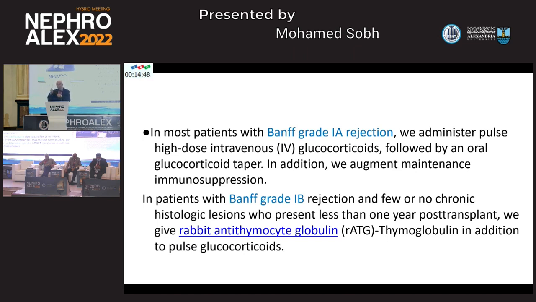In patients with higher grade, we say Banff 1B, and little or no chronic histological change, which affects the outcome of anti-rejection treatment, and especially those with rejection during the first year post-transplantation, usually we give rabbit ATG thymoglobulin in addition to pulse glucocorticoid. But also here, the dose of ATG is not the same dose as in patients with a higher grade of Banff rejection.